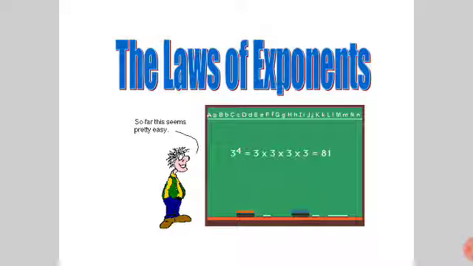So 3 is multiplied by itself how many times? 4 times. That is called the exponent.